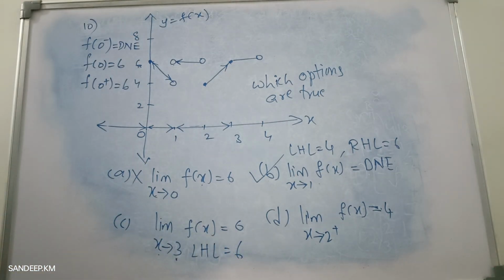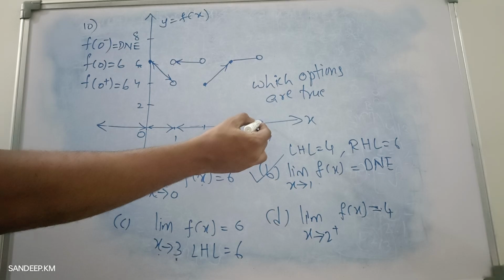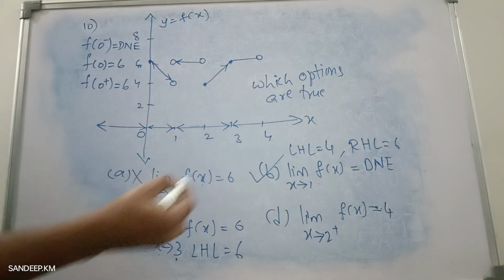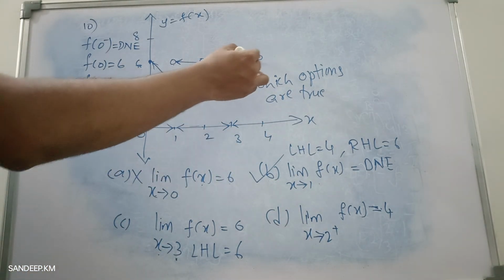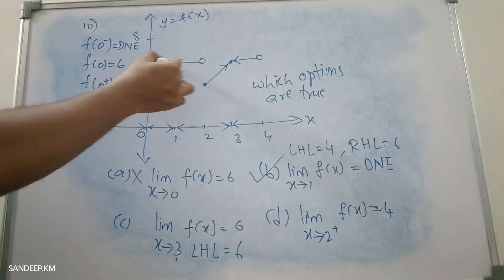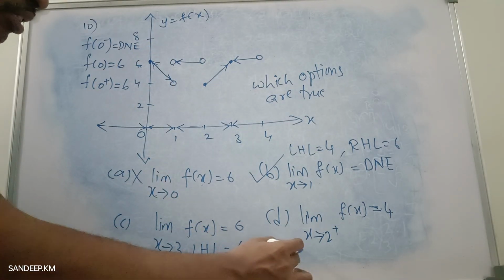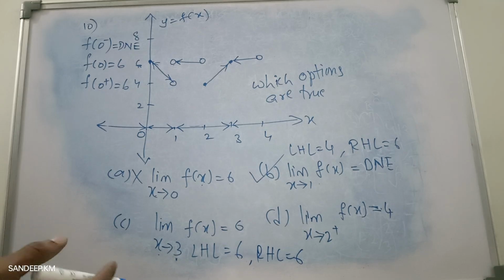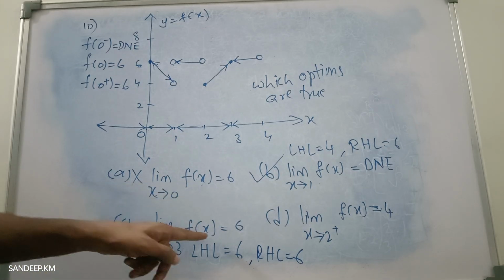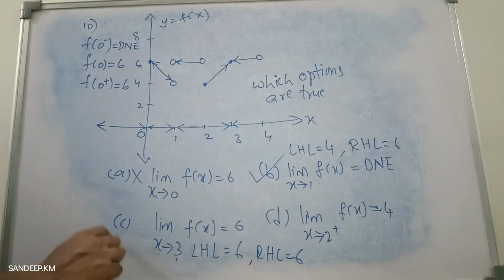Okay, fine. What about RHL? When the input is approaching 3 from the right side, the graph is also approaching what number? 6 only. Yes, RHL is also 6. LHL is 6, RHL is also 6. LHL is equal to RHL, therefore the limit of the function is 6. Option C is also correct.